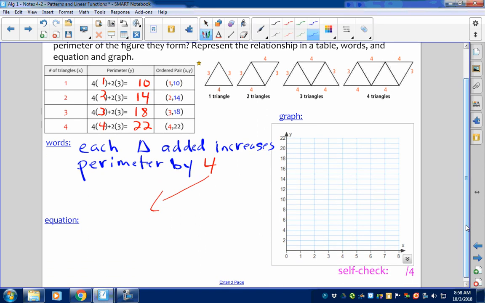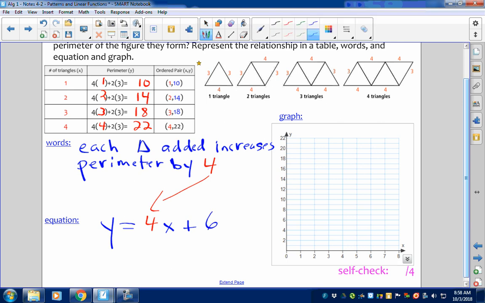So we've got y equals what times x? 4. Yeah, 4 times x plus something here. Let's see if we can figure out the something. Plug in 1 here. 4 times 1 is 4. What do I need to do to make the jump from 4 up to 10? Plus 6. Plus 6, yes.